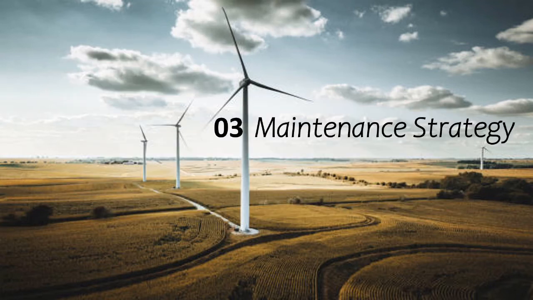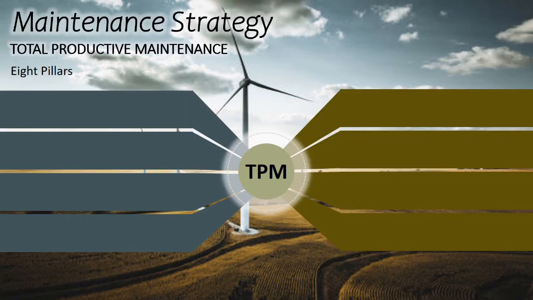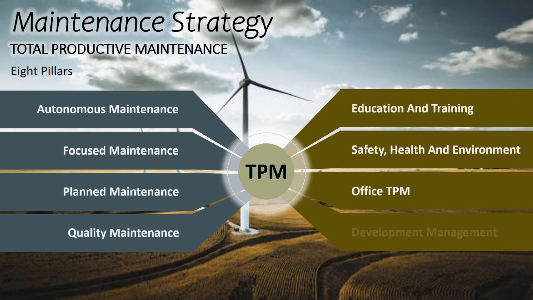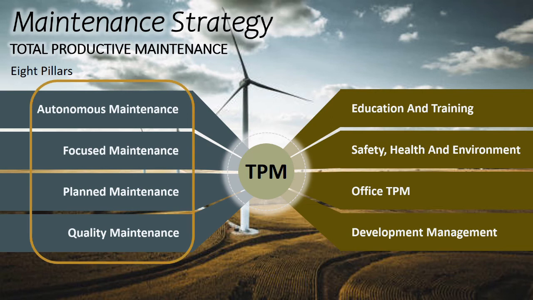The chosen maintenance strategy for the wind farm and substation is a total productive maintenance strategy, also known as TPM. The TPM strategy is built on 8 pillars, namely autonomous maintenance, focused maintenance, planned maintenance, quality maintenance, education and training, safety, health and environment, office TPM, and development management. These 8 pillars ensure a holistic maintenance strategy. The 4 pillars seen on the left-hand side can be seen as the core focus areas of the maintenance strategy, whereas the right-hand side indicates the vehicles that drive the strategy.